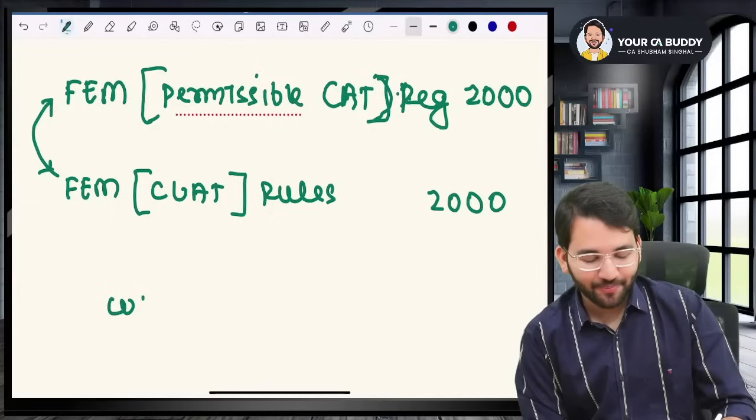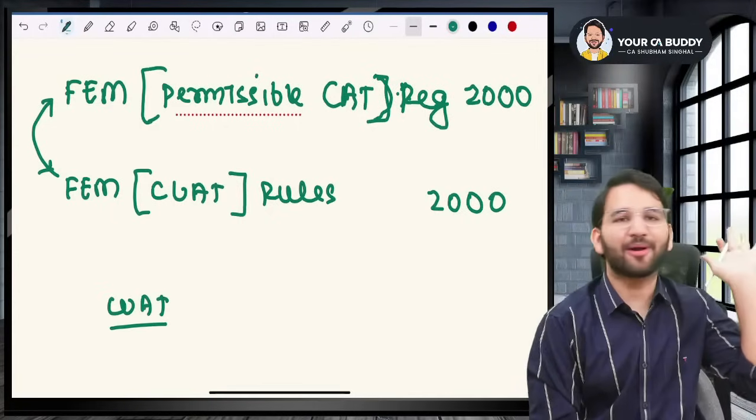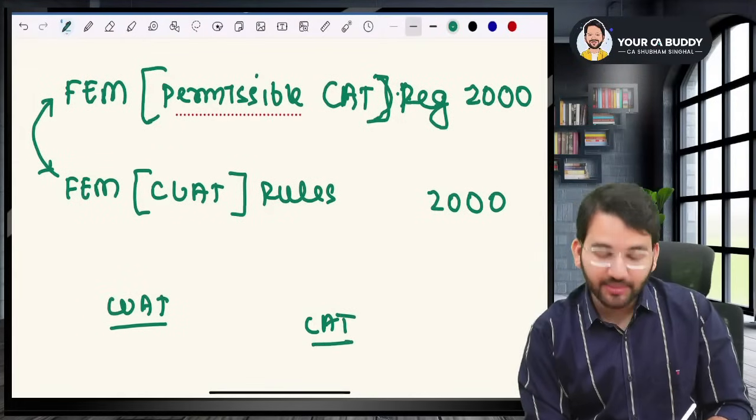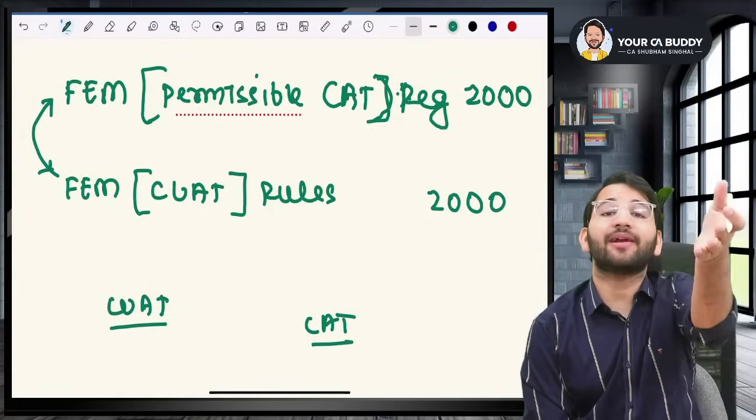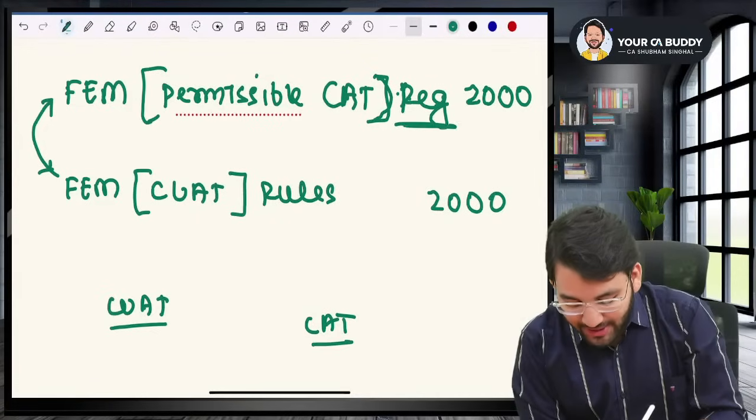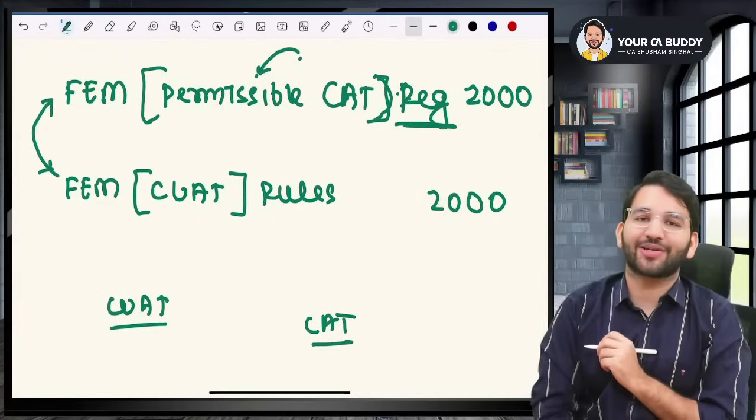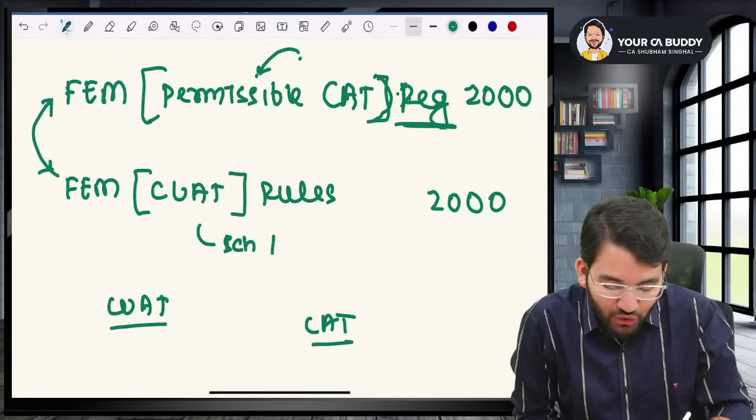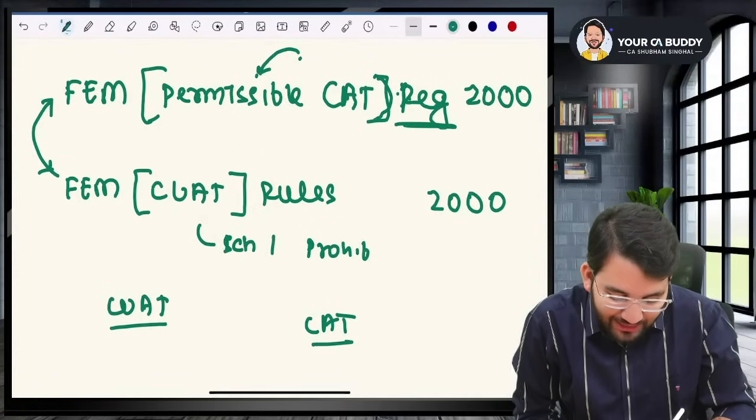I told you one thing. Current account transaction is freely permissible unless prohibited. But capital account transaction is prohibited unless permitted. So we have to make regulations to permit capital account transactions. In current account transactions, we had made Schedule 1, which spoke about prohibitions. There is a difference.